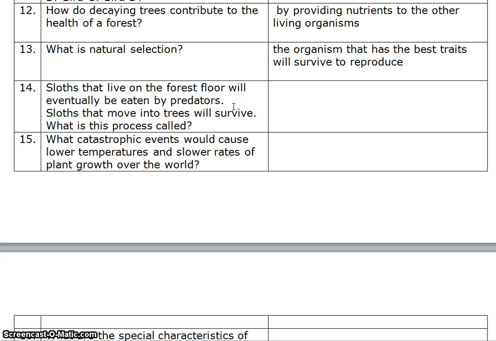14. Sloths that live on the forest floor will eventually be eaten by predators. Sloths that move into trees will survive. What's that called? We just talked about it. Natural selection. What catastrophic events would cause lower temperatures and slower rates of plant growth over the world?